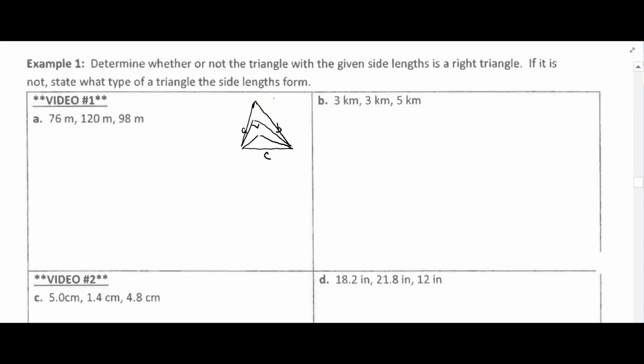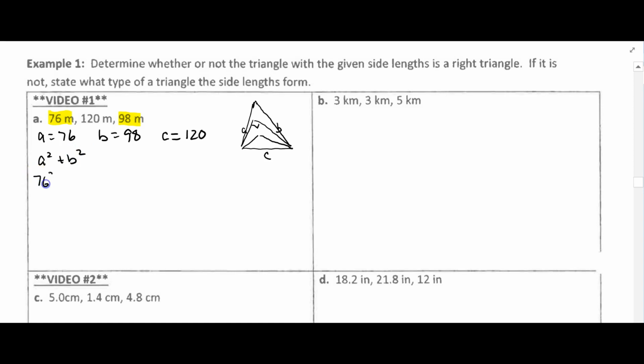So the first thing that I like to do is identify the two shorter sides. That's going to be my A and B. So there's my 76 and my 98. I'm going to let A be 76 and B 98. It really doesn't matter, you could flip-flop those, but we need to make sure that C is the longest side. So that'll be 120.